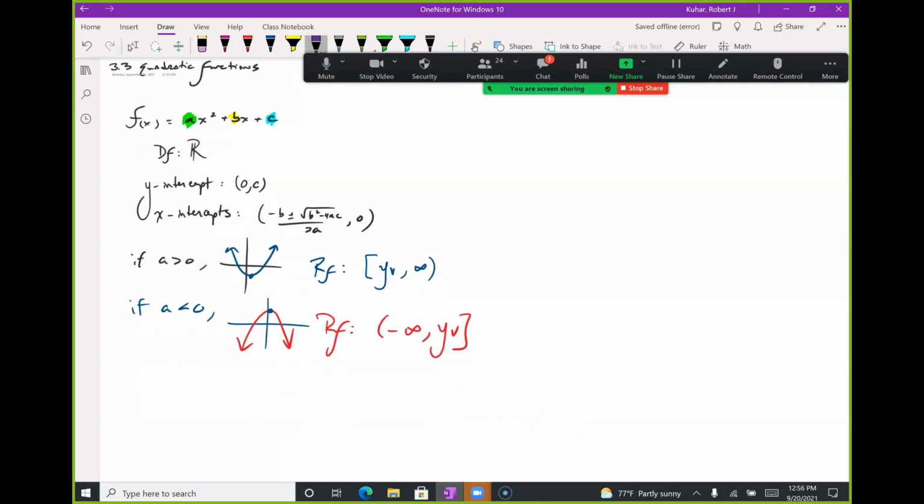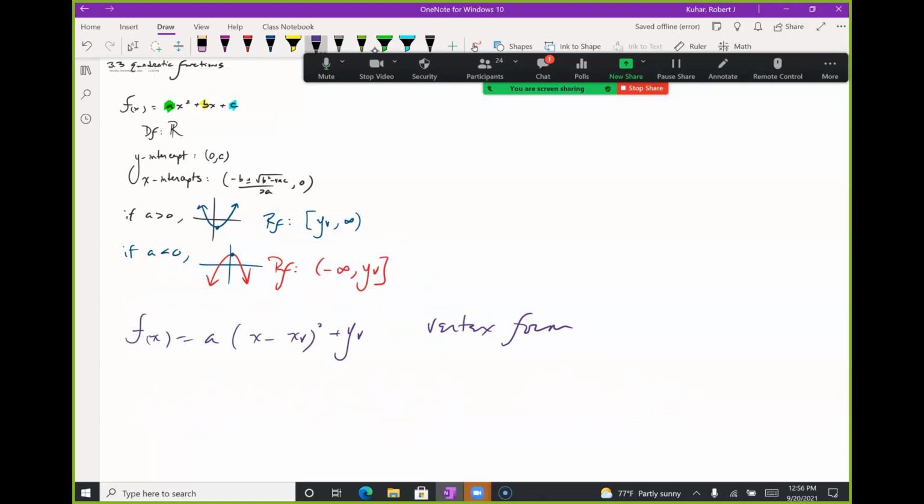What else? Factored vertex form. It's going to be a times x minus x sub v quantity squared plus y sub v. Right? This is my vertex form that we learned at least how to do by completing the square last week, if not before. And so x sub v comma y sub v is the vertex, and x equals x sub v is the axis of symmetry.